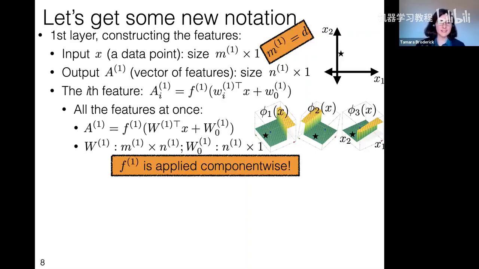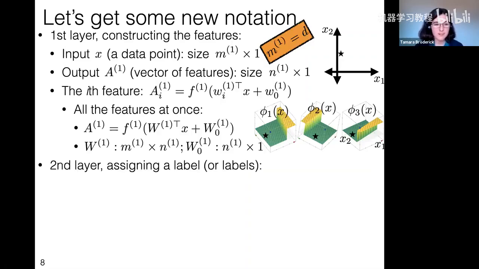Okay, so that's the first layer where we constructed the features. Now let's go to the second layer where we take those features and we assign a label, or potentially multiple labels. So this is really like what we were doing before, in previous classes, just doing linear classification with different features. And so we're just going to do that again, only with slightly different notation. Okay, so let's do this. First, in this layer, the input is going to be the features. Just like if you were doing linear classification with polynomial features, you would take in those polynomial features.